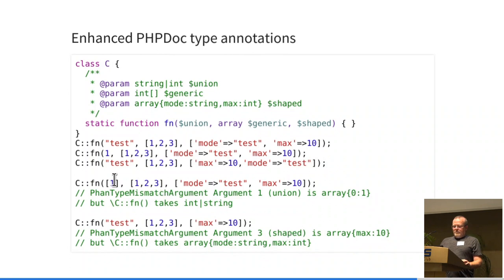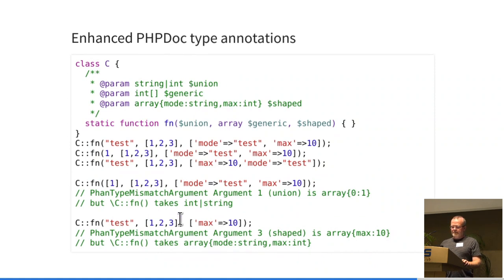Now we start getting mistakes. So here I'm passing in an array of integers in the first argument. And Fan comes up with this error that says argument one, which is union, because that's the name of my variable here, is an array, but it takes either an integer or a string. So it's quite verbose. It tells you exactly what's going on and exactly the mistake that you made.